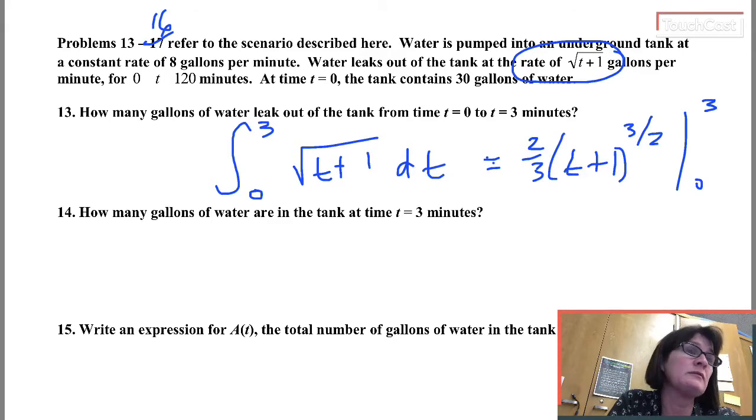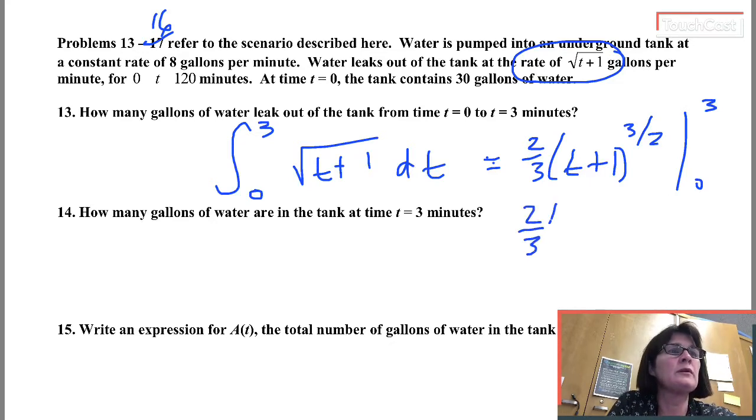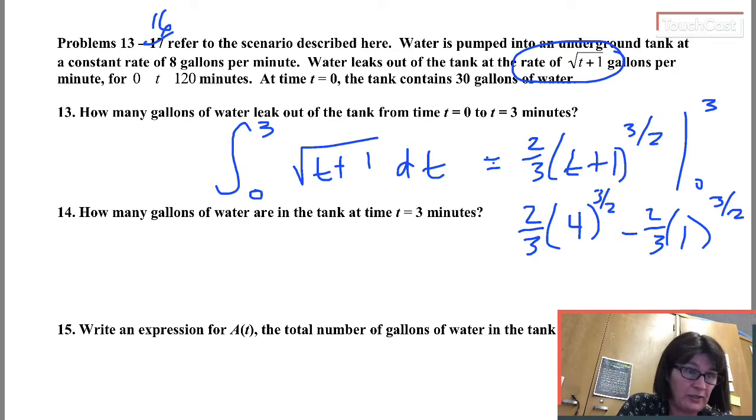which ends up being 2/3 times 8 minus 2/3. So 2/3 times 4 to the 3/2 minus 2/3 times 1 to the 3/2. Feel free to leave your answer like that on the AP test. Here you might decide that you want to actually figure out the answer. It turns out to be 14/3.